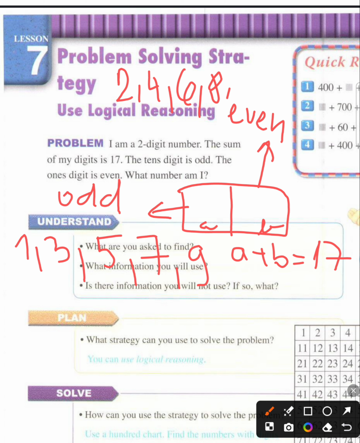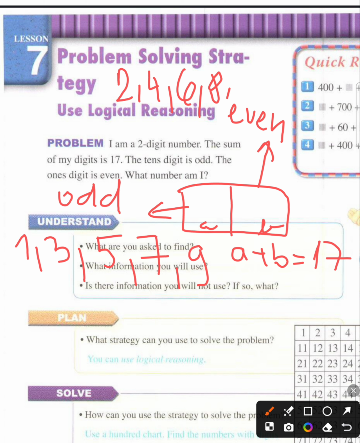Okay, now I won't discuss 0 because it must be 2 digits, and with 0 the sum cannot be 17. It means it will be like this. What number am I?